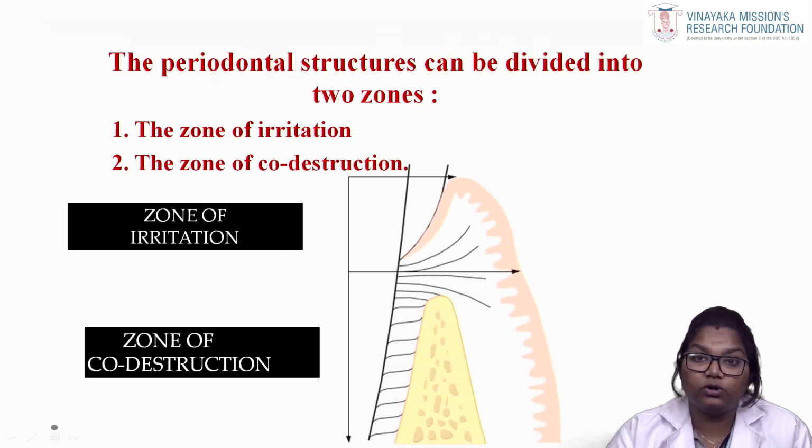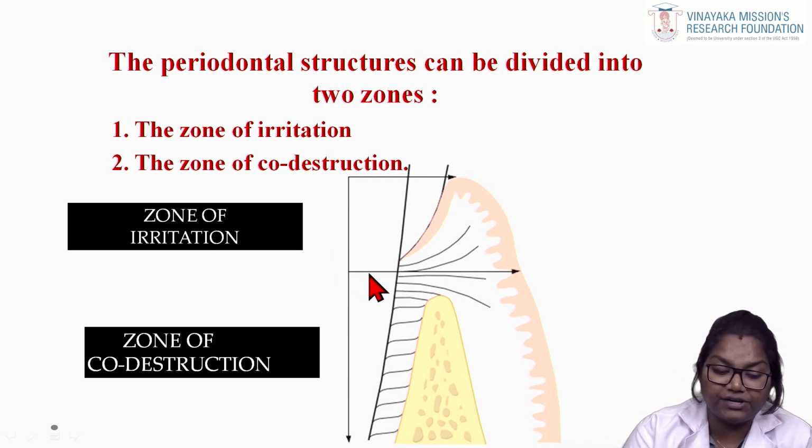So next we are moving on to the zones of your normal periodontium. In the zones we have two types, that is, the zone of irritation and the zone of co-destruction. The zone of irritation consists of the marginal gingiva and interdental gingiva, and on the other side it is supported by your tooth, that is your hard tissue. In the zone of co-destruction we have your periodontal ligament, your cementum, and then your alveolar bone.